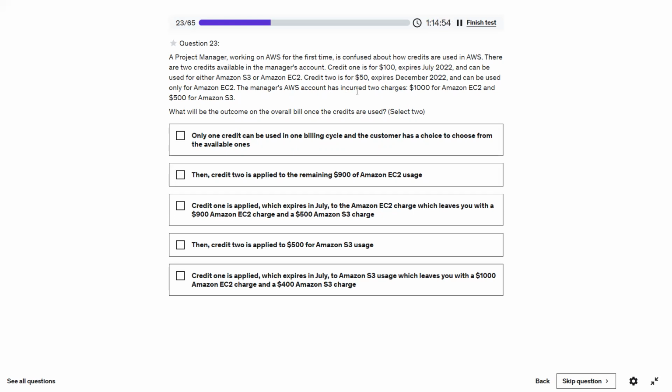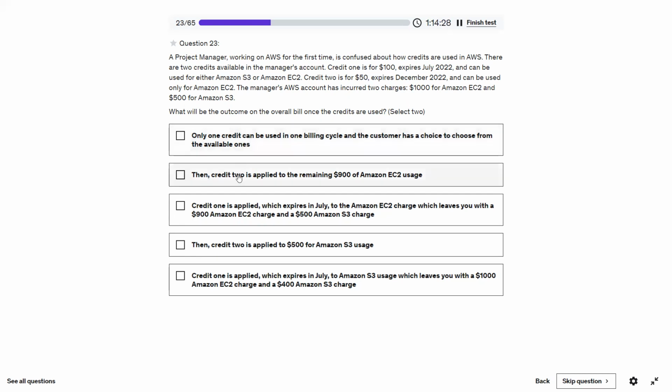At the end, the manager sees that he has to pay $1,000. So how will he pay? Will he pay $1,000 directly from his debit card, or will $100 come from the credit in the wallet and $900 be paid for the EC2? So how basically will it work? Only one credit can be used in one billing cycle, and the customer has the choice to choose.